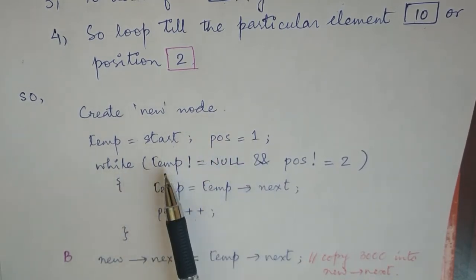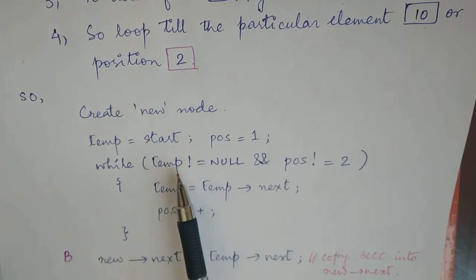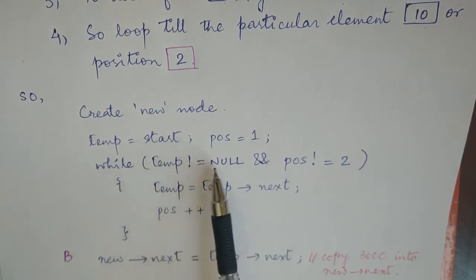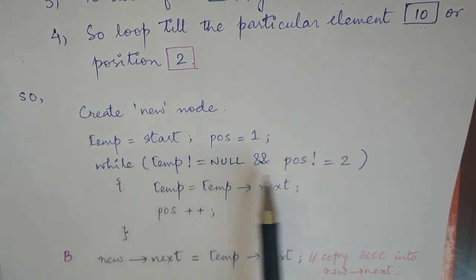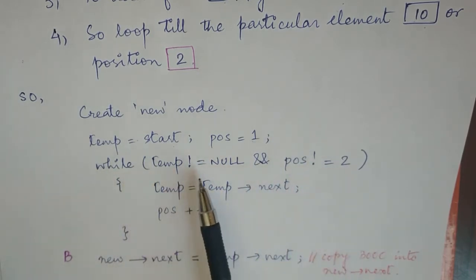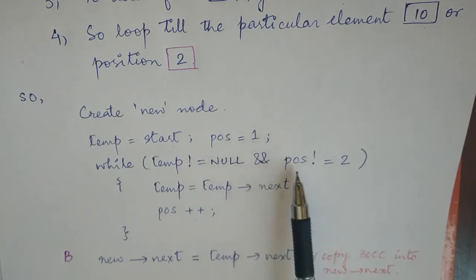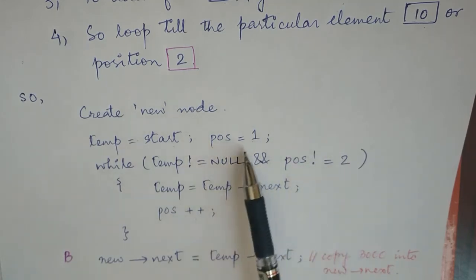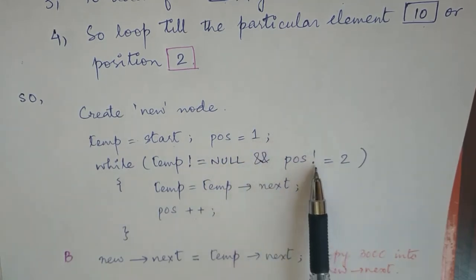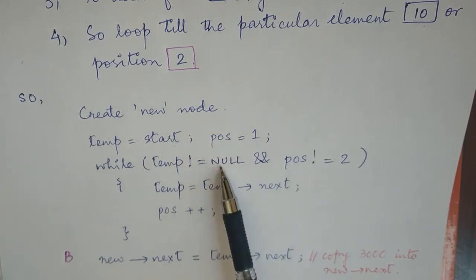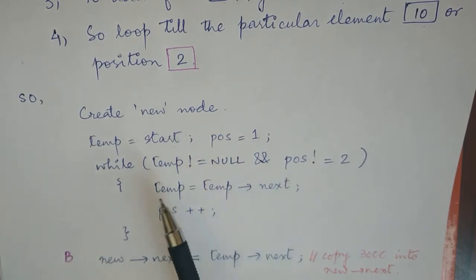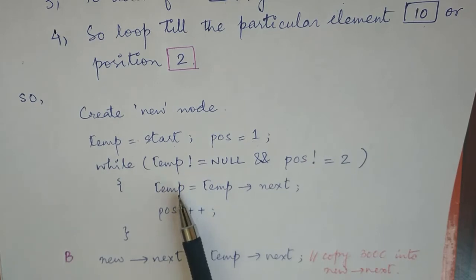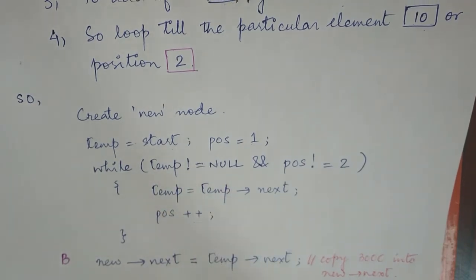So while I'm using temp next, temp is not equal to null. So I want to make sure that the position exists within the linked list. Okay. So while temp is not equal to null and position is not equal to 2. So my position is currently 1. So this condition is true. My temp is not null. So this condition is true. So you go inside the loop. Now temp is pointing to the next location. So I'll show you the figure again here.